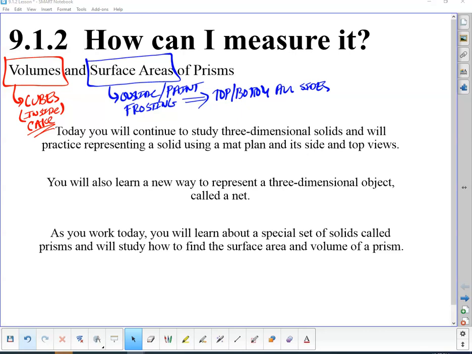If you catch me messing it up and forgetting something like that, let me know, and you'll get a reward card. But we're also going to talk about this thing called a prism, which is just a nice solid shape.